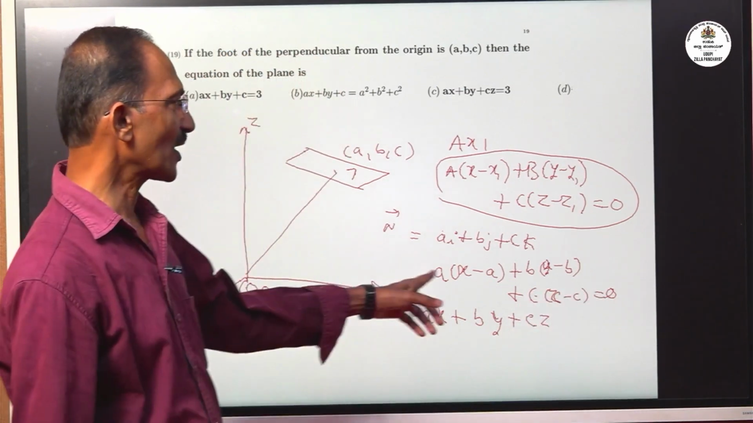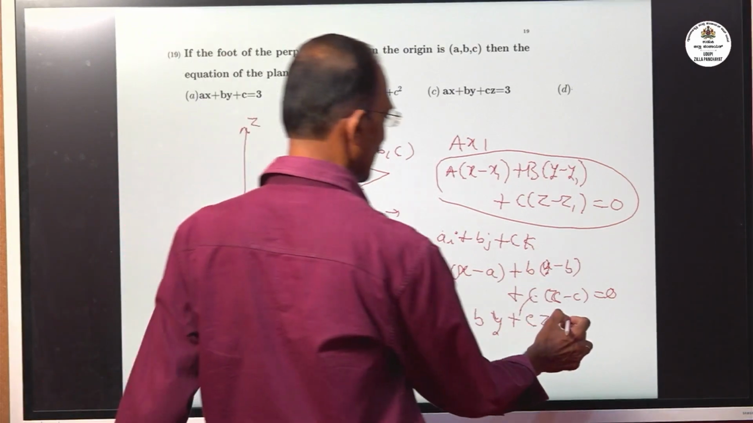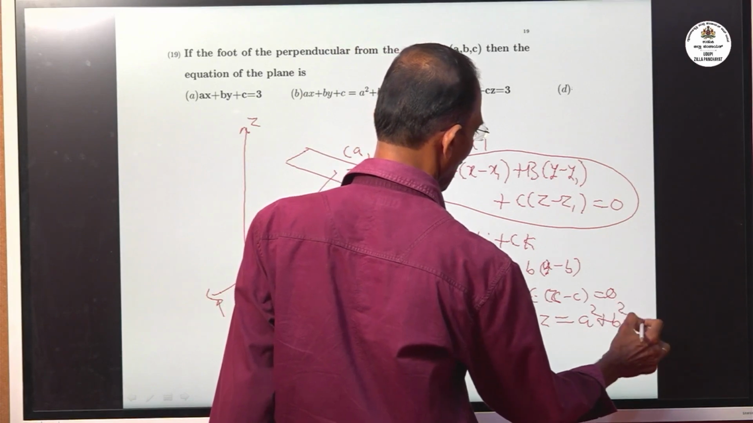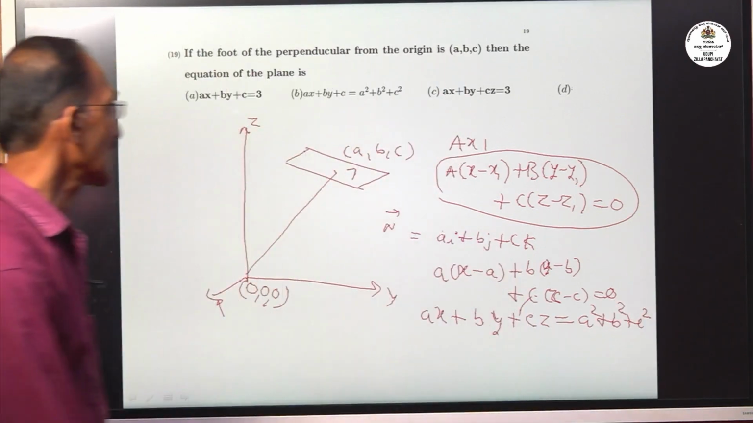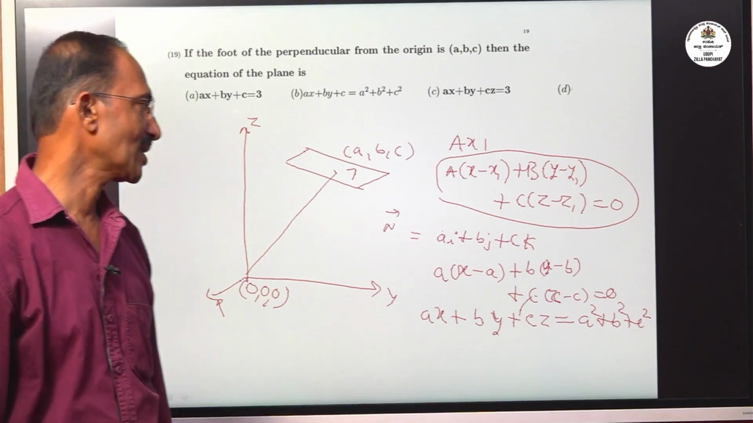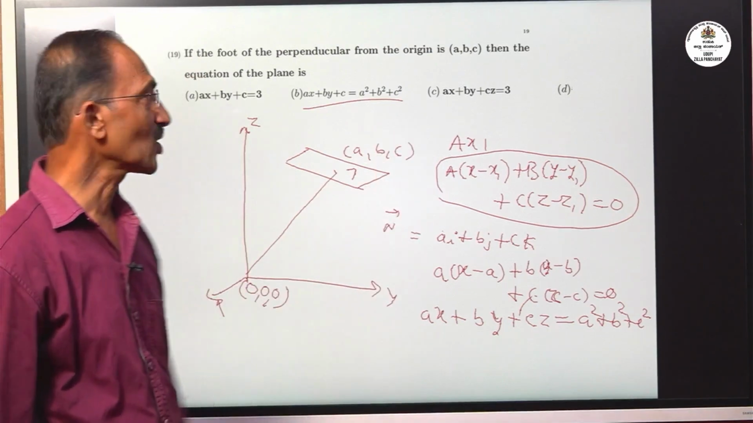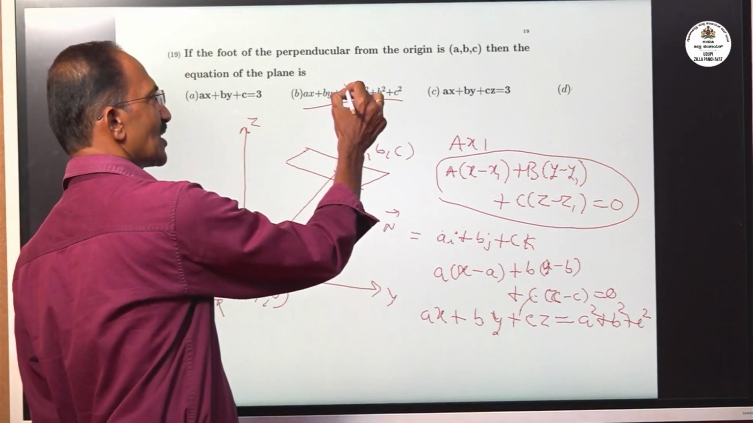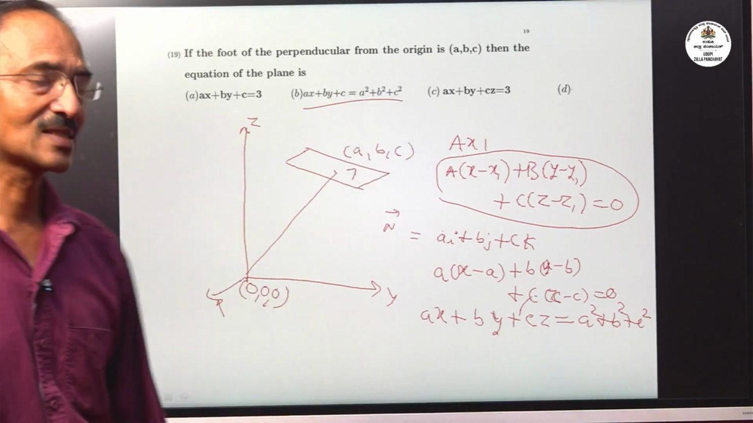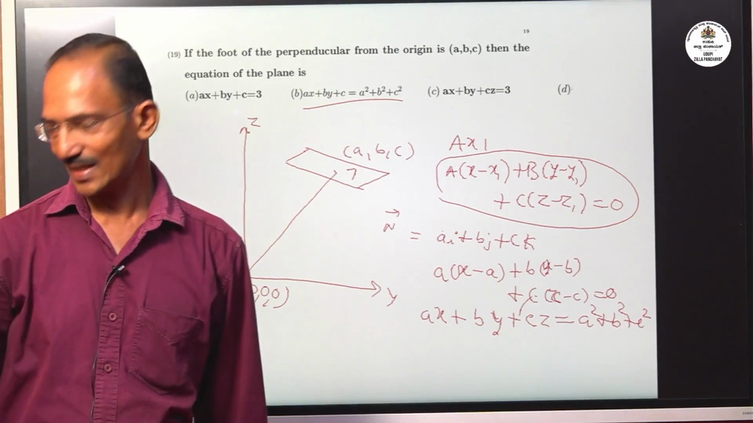So a square you are getting here, b square here, and c square here. If you write it on the right-hand side, it becomes a square plus b square plus c square. So ax plus by plus cz equals a square plus b square plus c square is the right answer. So this is the B answer. Just observe, one z is missing here. So ax plus by plus cz is the right answer. Suppose you consider it a grace mark.